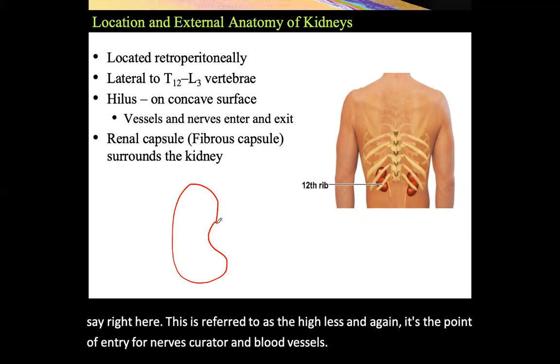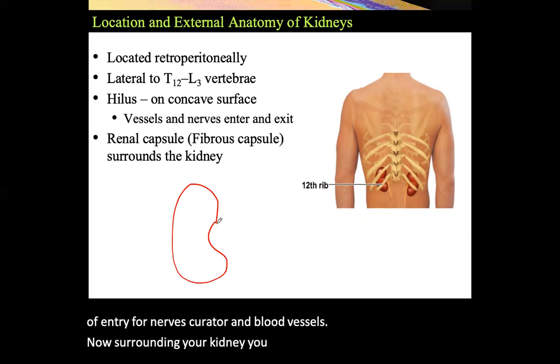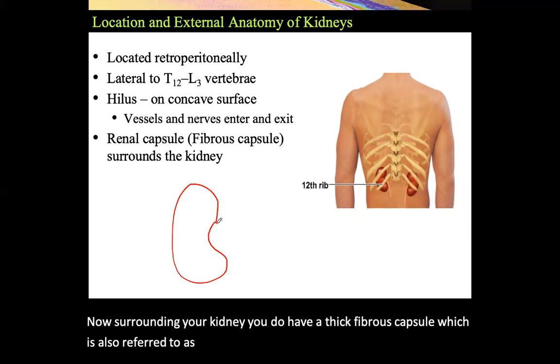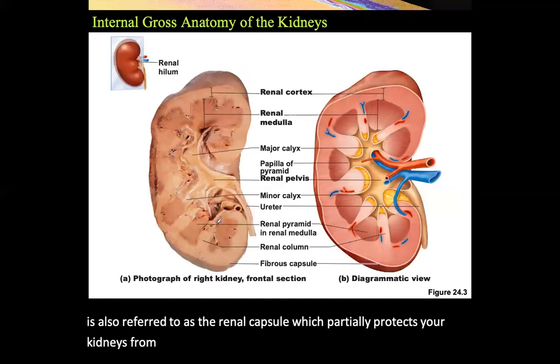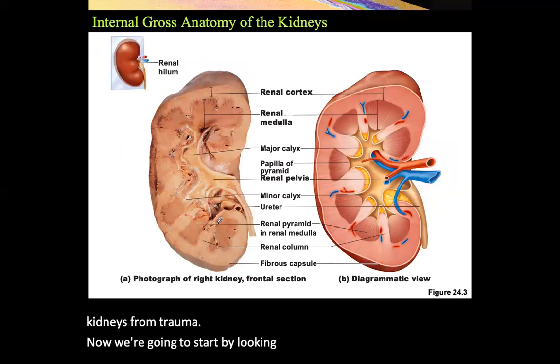Now, surrounding your kidney, you do have a thick fibrous capsule, which is also referred to as the renal capsule, which partially protects your kidneys from trauma. Now, we're going to start by looking at the gross anatomy of the kidneys.